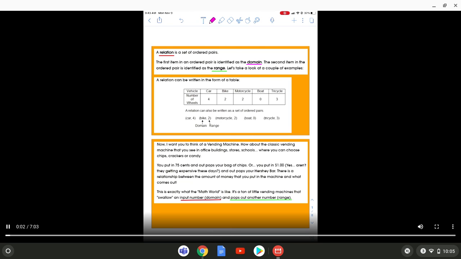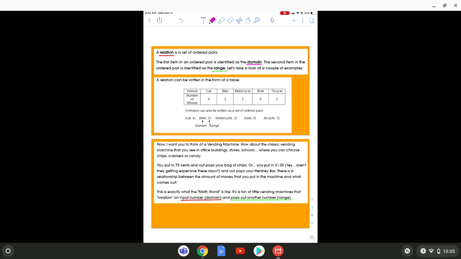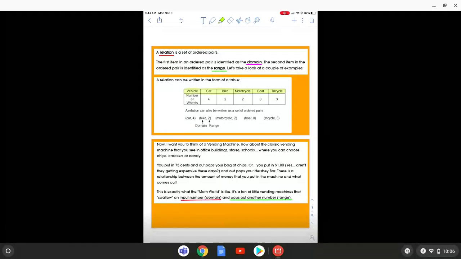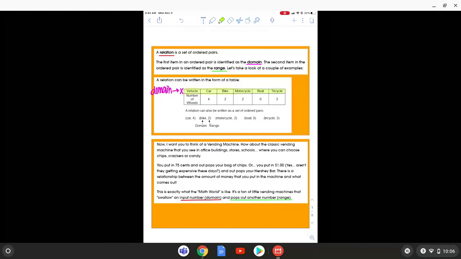So we're going to look at a couple of examples here. We can write a relation using a table just like this one that we have up here. In this case, the vehicle is going to be our domain, so I'm going to highlight that, or our x. So that is our domain. That can also be called your independent variable. So that's your domain or your x.